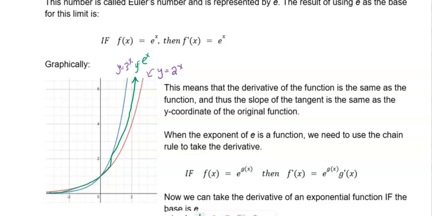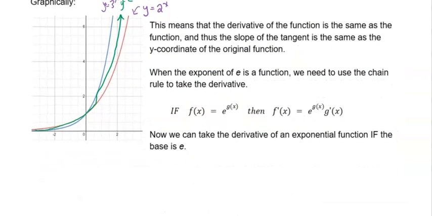All that to say is that we can now use this, because we have an exponential function that is the derivative of itself. So the slope of the tangent is the same as the y-coordinate of the original function. The function and the derivative of the function are exactly the same. And so now we can write this statement: if f of x equals e to the power of g of x, then the derivative of that is just e to the g of x times the derivative of g of x, because that's the constant we knew before, and now just the derivative of the exponent. As long as the base is e, then we can take the derivative.